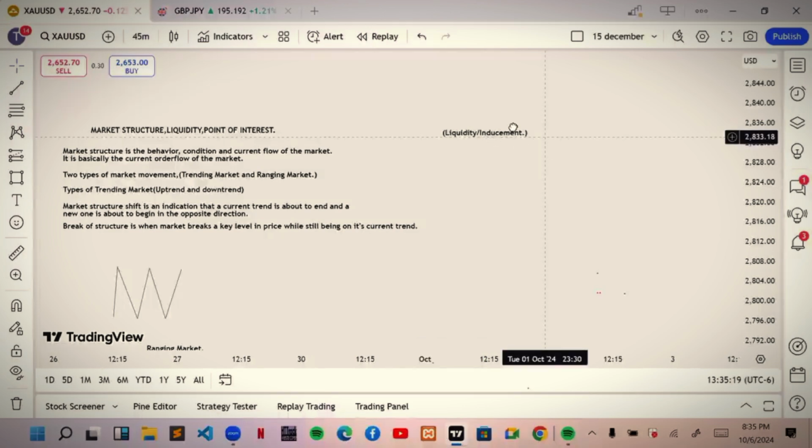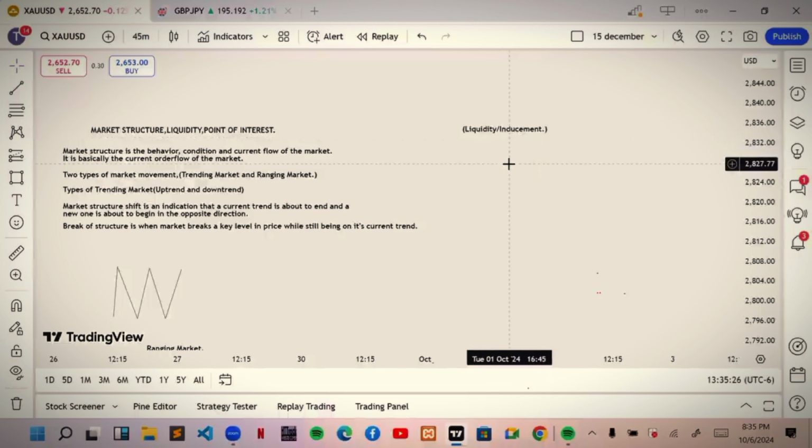So now, when you open up your charts and you've gotten your market structure shift or your break of structure, the next thing you should look out for is your liquidity, because that's why the strategy is lined up like that. Market structure, liquidity, point of interest. It means once you open up your chart, the first thing you should look out for is the market structure part. Once you've gotten either your break of structure or your market structure shift, the next thing you should look out for is liquidity. It's piece by piece.